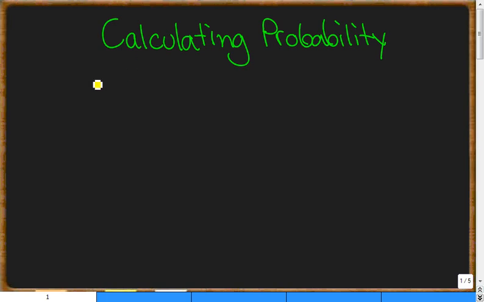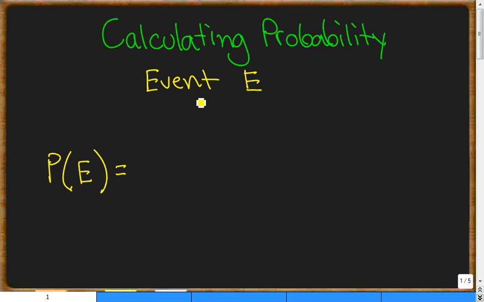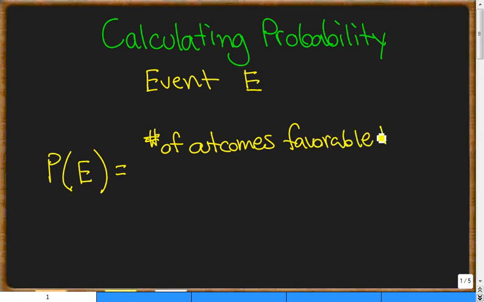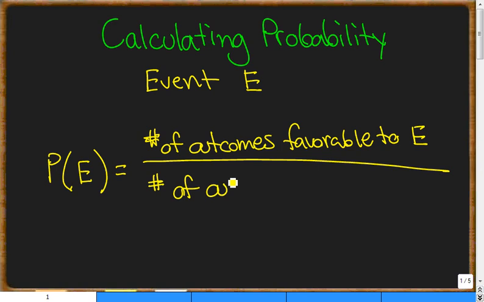So, let's have an event E. The probability that event E occurs is going to be the number of outcomes favorable to E divided by the number of outcomes total, or in the sample space.